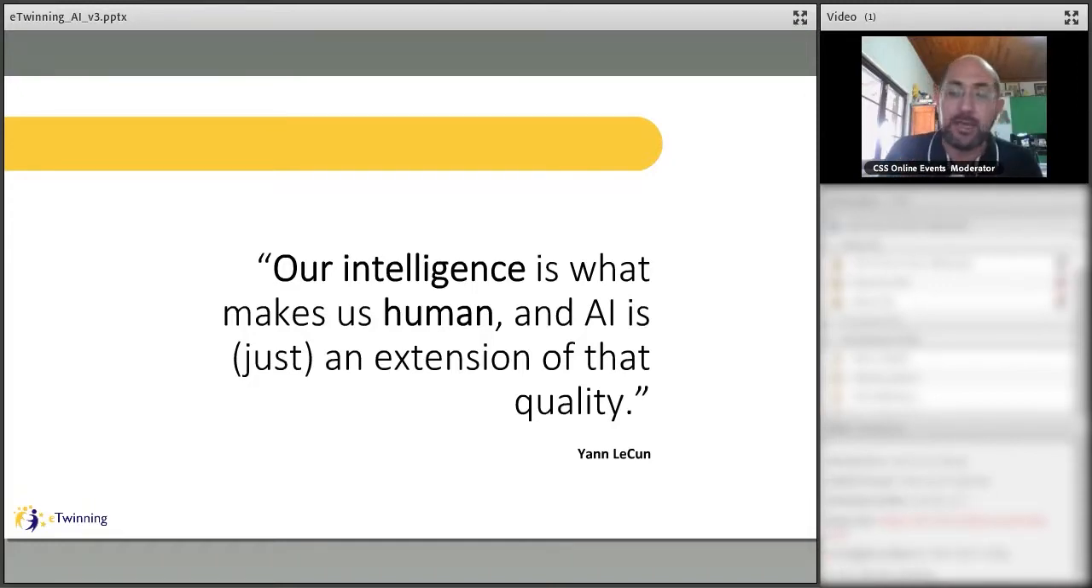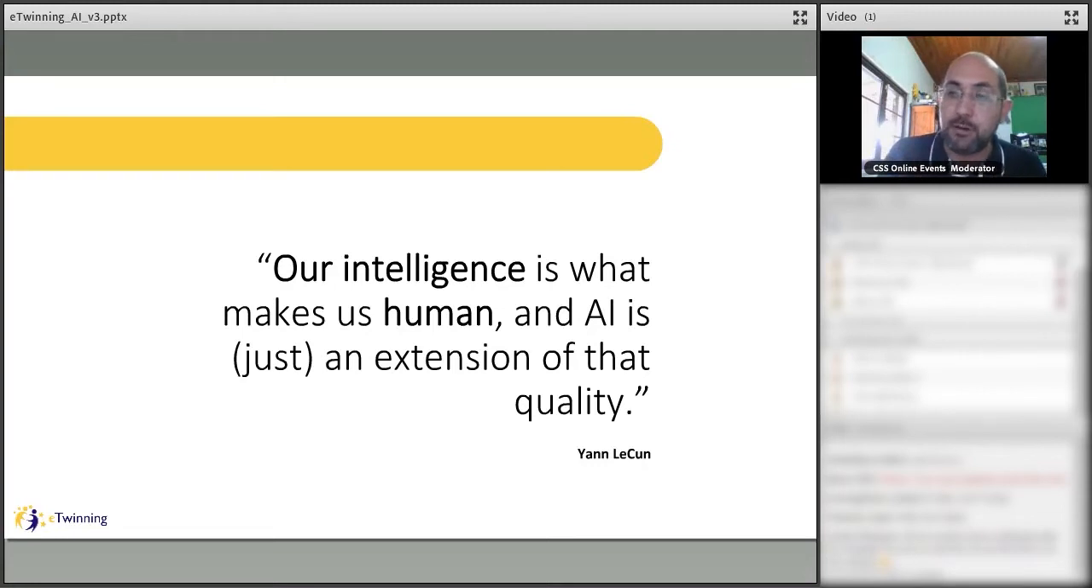Some people don't like to call it artificial, okay? That is another very interesting topic. But just to finish this point related to intelligence, I leave you this quote from Yann LeCun. Yann LeCun is responsible for the AI group at Facebook. He was awarded the Turing Award last year, with two other experts in the area of artificial intelligence. And he says, our intelligence is what makes us human. We should not forget that, okay? And AI, artificial intelligence, is just an extension of that quality.